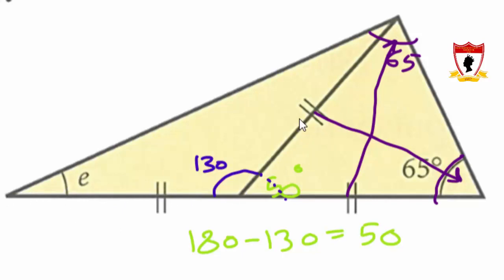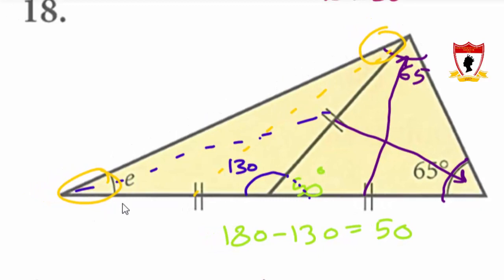Then it means this angle, which is opposite this side, is equal to this angle, which is opposite this side, and they are both equal. 130, if we subtract it from 180, what's remaining is 50. Then it means angle E and this angle together add up to 50. It means each one of them is 25. Now you see that E is equal to 25.